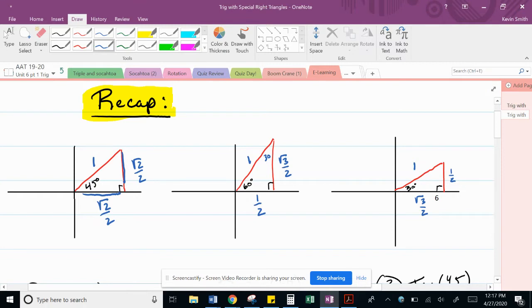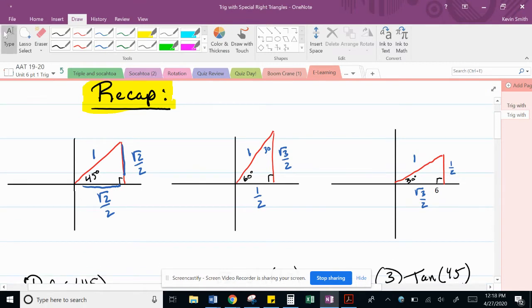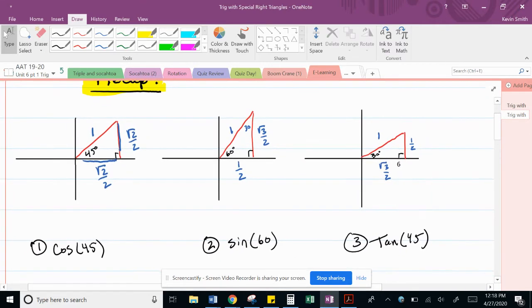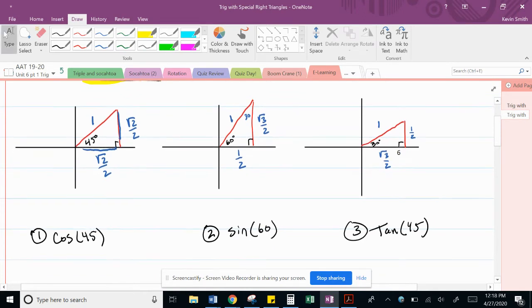And so, if you want to write these down, I think that will be really helpful to reference as we go through this. So take a sec, pause the video, do these three problems. I'll give you a second right now to pause it. You need to find the cosine of 45, sine of 60, tangent of 45. Pause it now. Do them.